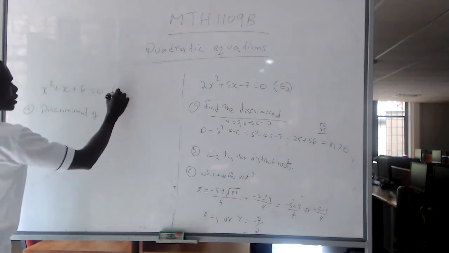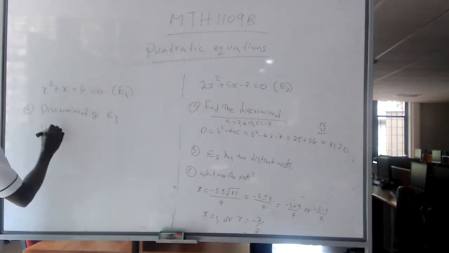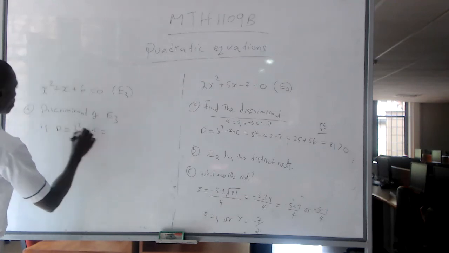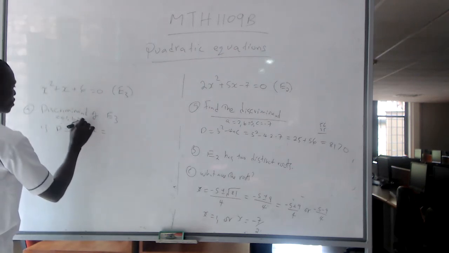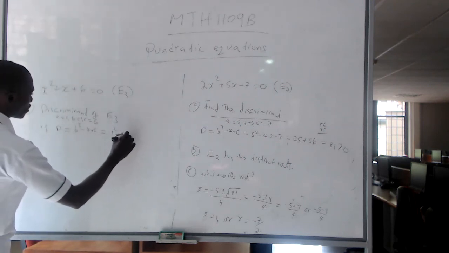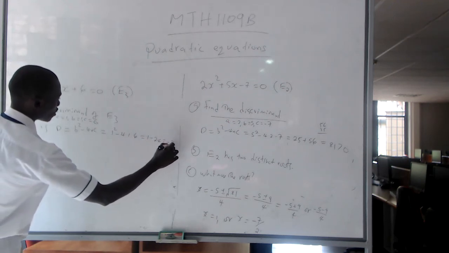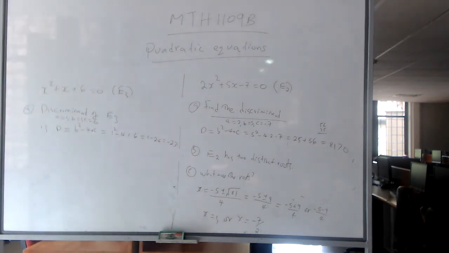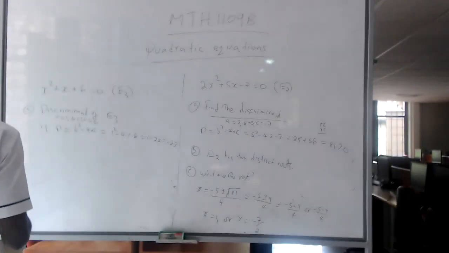So let me call this E3. The discriminant of E3 is given by D = b squared minus 4ac. Here a is 1, b is 1, c is 6. So you take 1 squared minus 4 times 1 times 6. That is 1 minus 24, which is minus 23. The discriminant is negative, so you will not have any real roots. And in such cases, the roots exist as conjugate pairs.